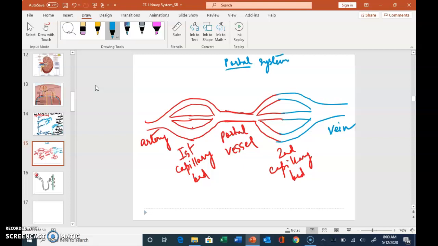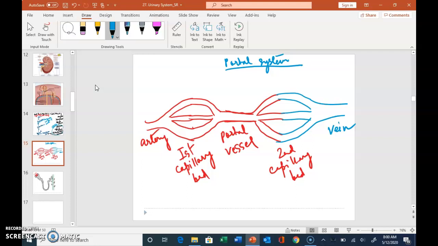Portal system. So in a portal system, we have an artery branching into the first capillary bed. The capillary bed comes together to form a portal vessel. The portal vessel further branches to form a second capillary bed, which comes together to form a vein. Why am I talking about this? Because in the urinary system, we do have a portal system that plays a crucial role in filtration of blood.